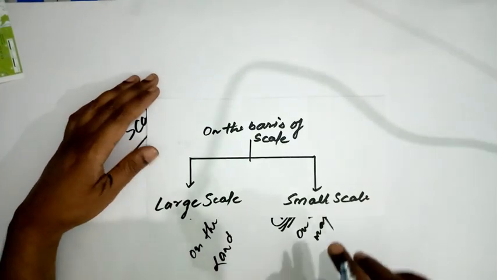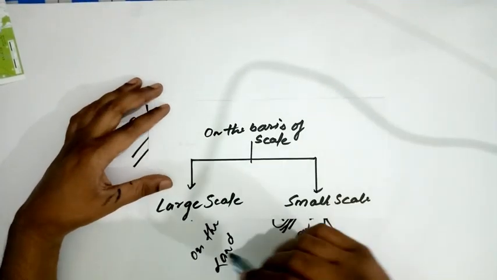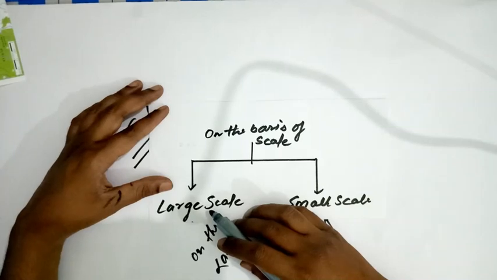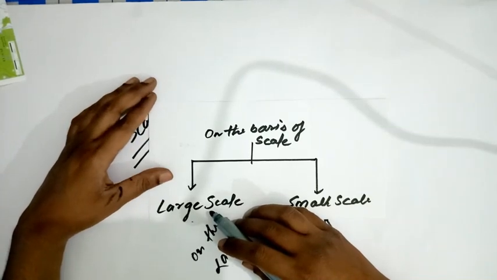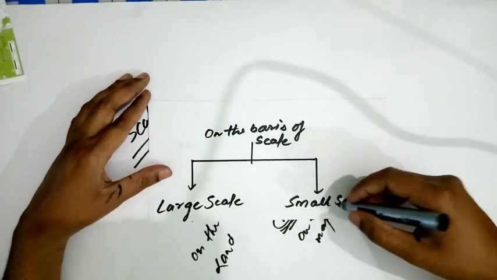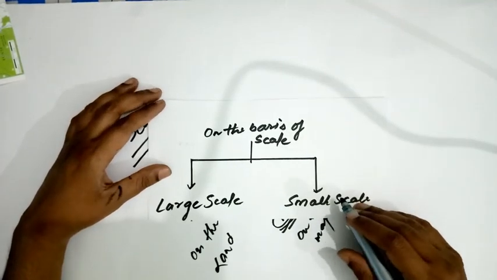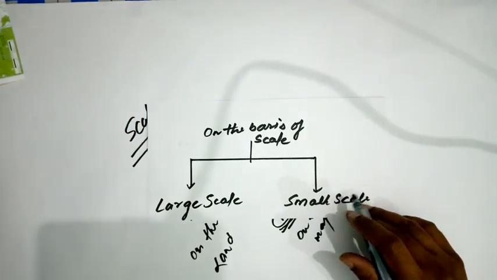So what are large scale and small scale maps? Large scale maps represent the geographical features of a small area in detail. And what is small scale? Small scale shows only the important features of a large area.